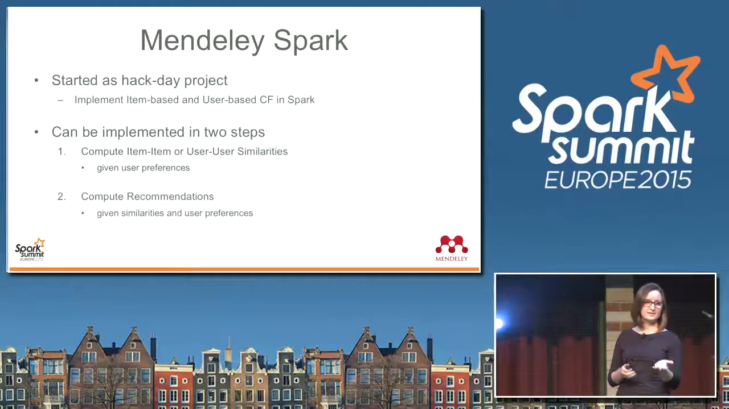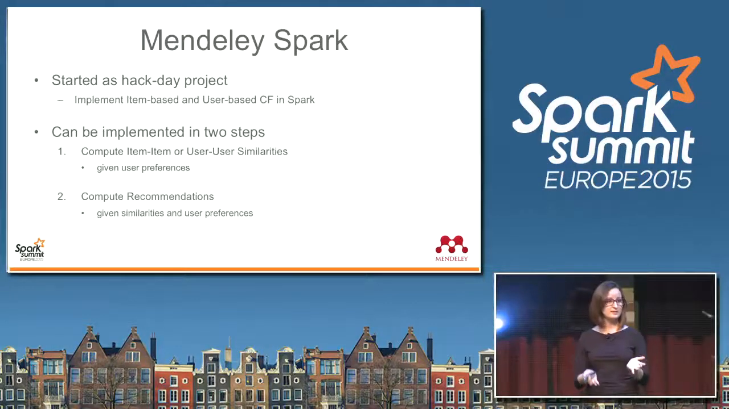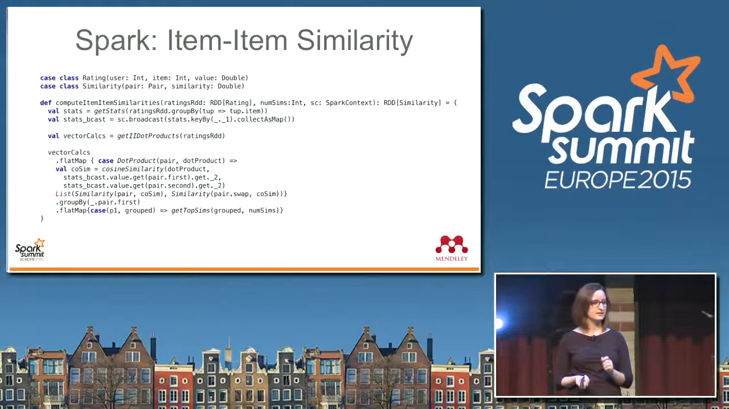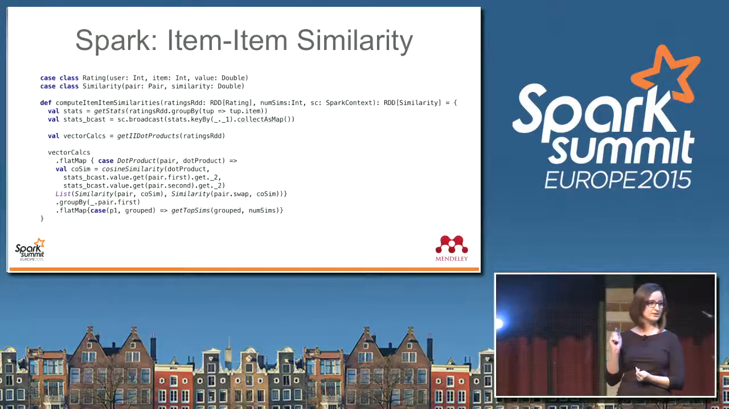And the idea there is, well, you need to compute the similarities. You compute the item-item or the user-user similarity. And then given the similarities and the user preferences, you can compute the recommendations. So how do we do that? I've included the code for completeness. I'm not going to go into detail into each of the lines, but it's quite simple and straightforward.